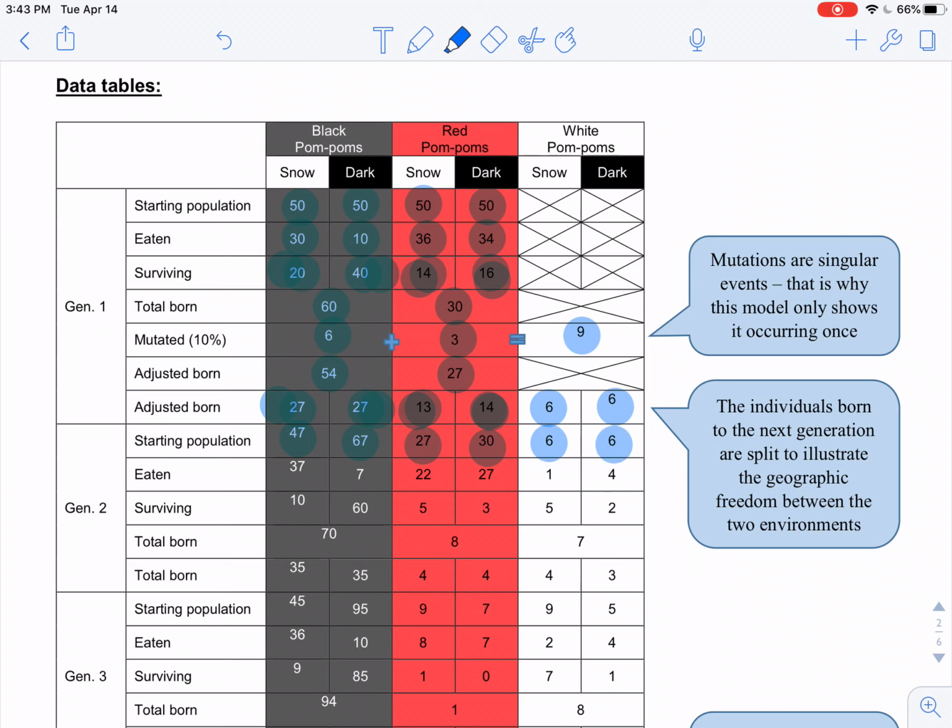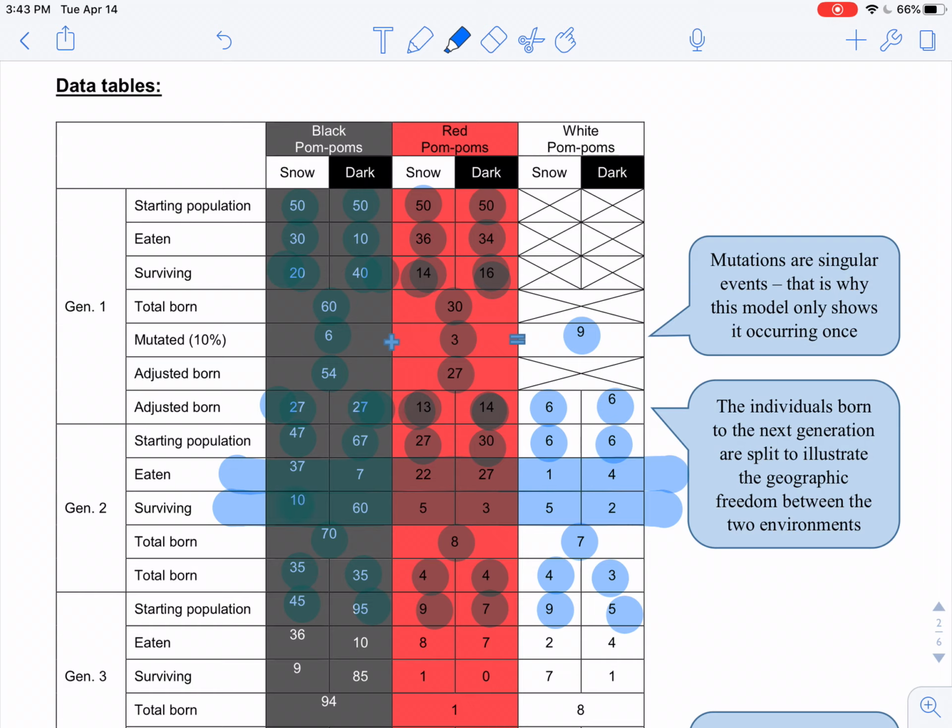If we do another round of hunting, we can then see how many of each color pom-pom were eaten in its respective area, and that allows us to calculate how many survivors we have left. Pool those together, and that is going to show us how many individuals will be born into the next generation. Split them up evenly between the black and white environments, and then we have our starting population for the next generation.